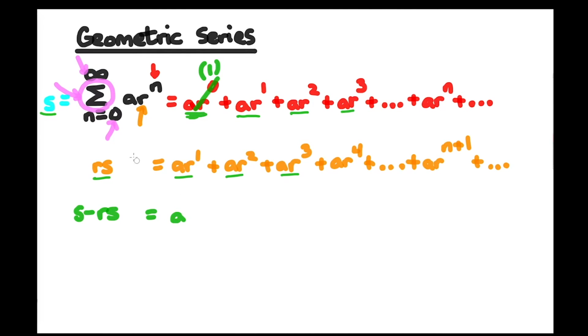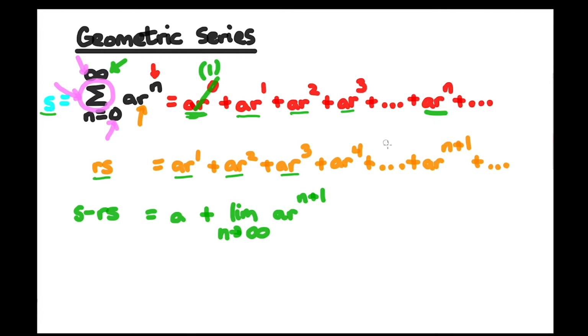Now, n is going to infinity. It is really important to understand that. So I'm going to do A plus the limit as n goes to infinity for AR to the n plus 1. Now, you might be wondering, where did the AR to the n go?